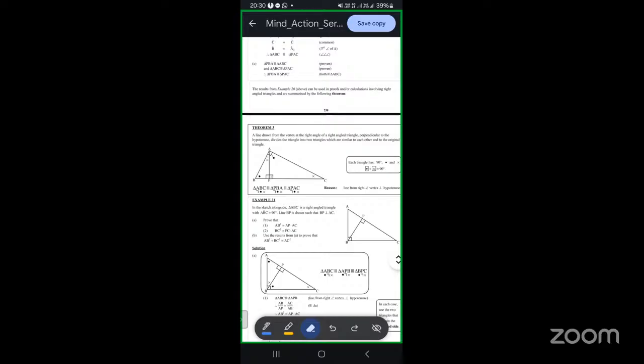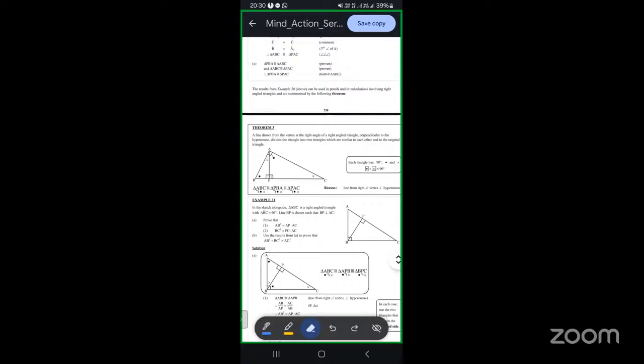Okay, let's see what we are required to prove then. On number A1, we are required to prove that AB squared is equal to AP times AC. So is there anyone of you guys who can share some idea of how we can approach this problem?